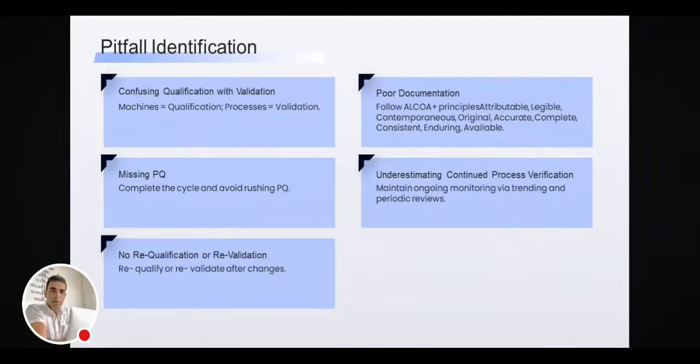No requalification, revalidation. When you move equipment or tweak processes, remember, you may need to requalify or revalidate. Poor documentation. Stick to ALCOA Plus, attributable, legible, contemporaneous, original, accurate, plus complete, consistent, enduring, available. Skipping continued process verification. Validation doesn't end after 3 batches. Keep monitoring with trends and periodic reviews to stay in control.